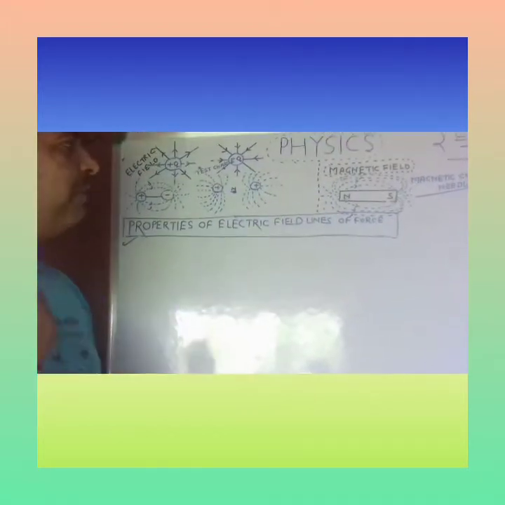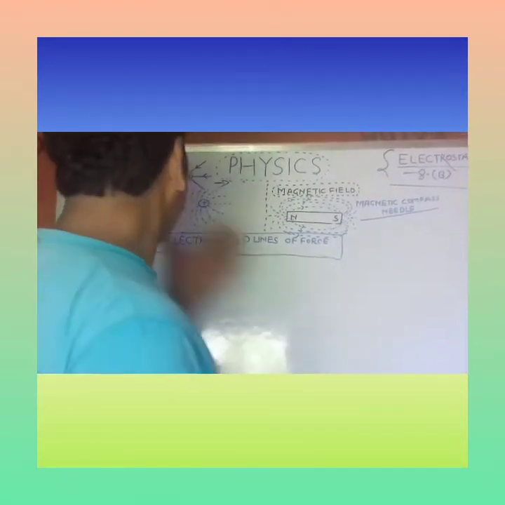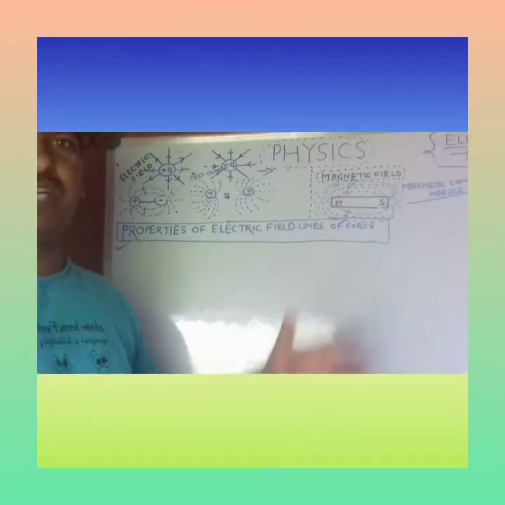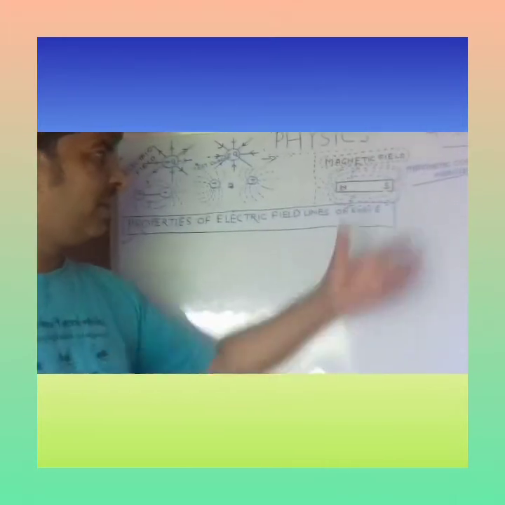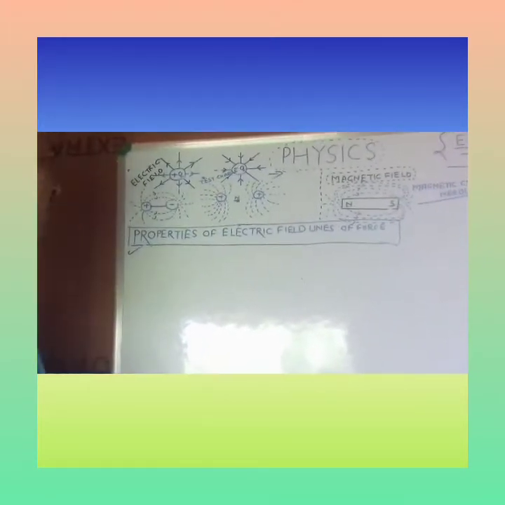I hope you know about the electric field and magnetic field, two types of field which are famous in physics, and I hope you also learned how we can draw the electric field and how we can draw the magnetic field. Remember, with the help of a test charge we can draw the electric field, my dear students, and with the help of a magnetic compass needle we can draw the magnetic field.